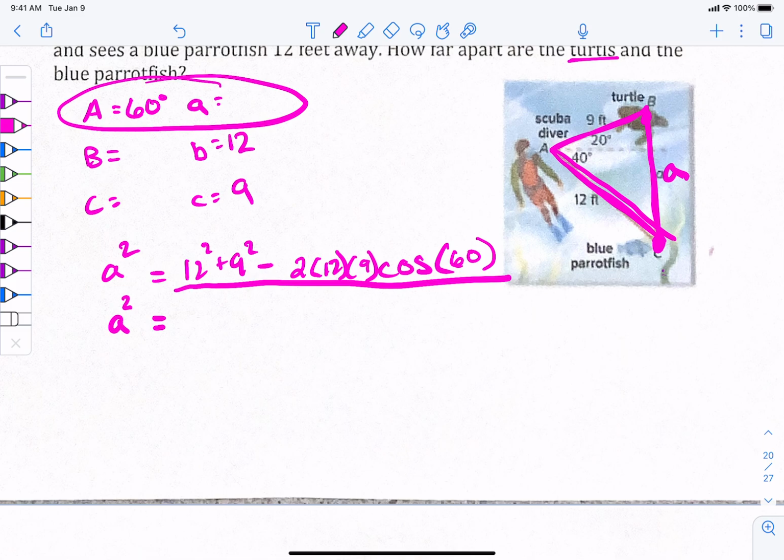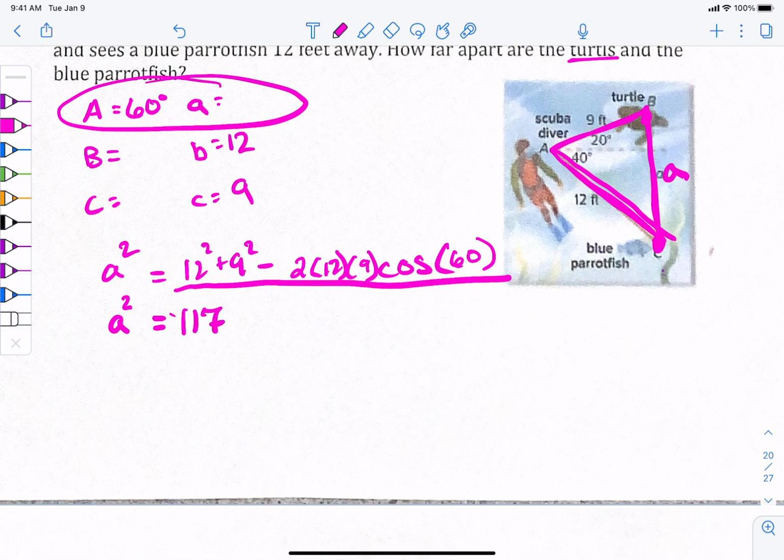I got 117. 117, I think, is the right answer. Just 117? Oh, nice. Yep, I think you're right. Yeah, I did a minus instead of plus.